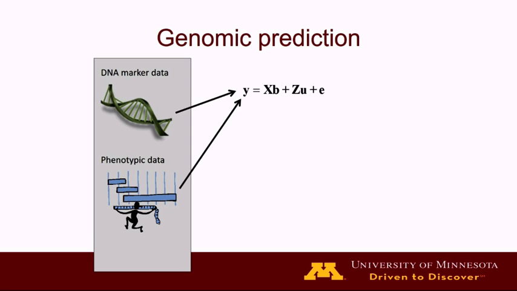Maybe it's using predictions for selection for rapid cycling, choosing parents much, much earlier than we normally would. Maybe it's to augment single replication or very shallow phenotypic data to get a better idea of the true genetic value that we want to estimate.